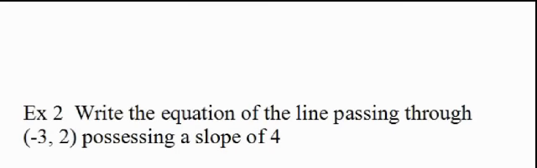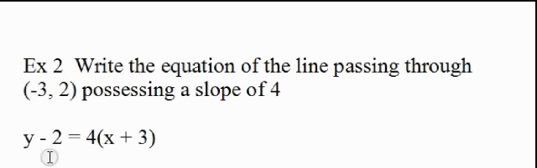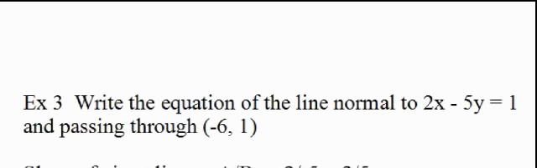Okay, in this next example, we're asked to write the equation of a line that passes through (-3, 2) and has a slope of 4. So let's use the point-slope form of the equation of the line. We have y minus 2. 2 is the y value of the point. Our slope, 4, times x minus a negative 3, which is really plus 3. And we can leave our answer in point-slope form.